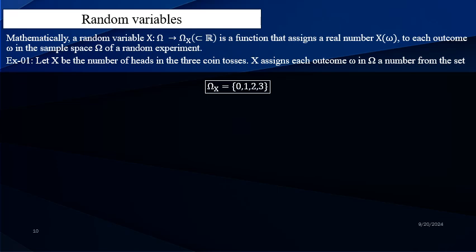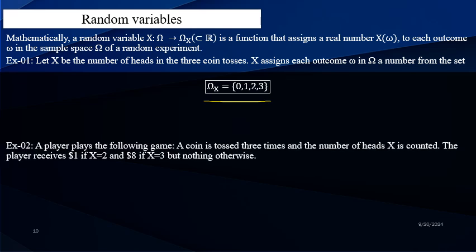So one example is the same example I have taken. X is counting the number of heads in 3 coin tosses. X assigns each outcome omega in the sample space capital Omega a number from the set {0, 1, 2, 3}. This is a mapping. The map I had drawn, you can bring it back here for understanding purposes.